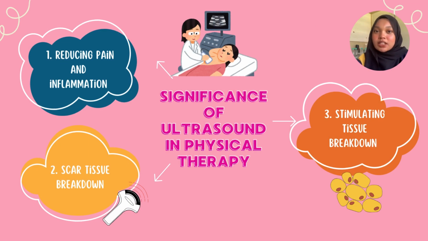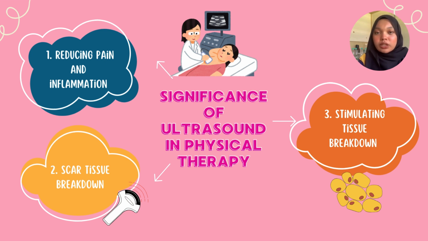Next, let's look at the significance of ultrasound waves in physical therapy. Firstly, it reduces pain and inflammation. During ultrasound therapy, an ultrasound generator produces a sound wave directed at the affected area using a handheld probe. This sound wave penetrates deep into our body tissue, causing a tiny vibration. The vibration helps to reduce pain, inflammation, and muscle spasm.